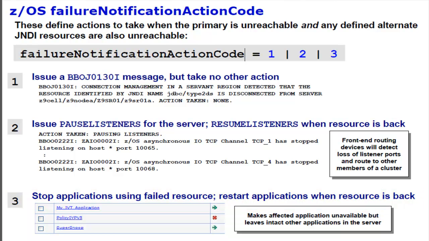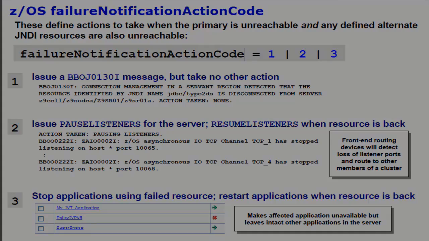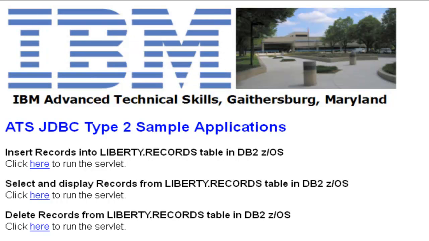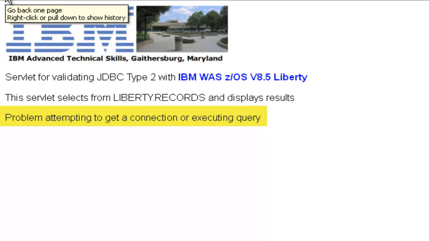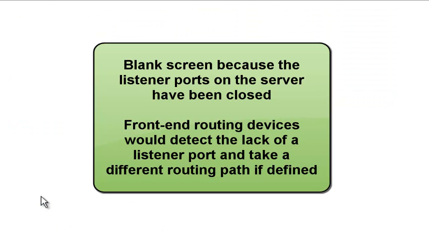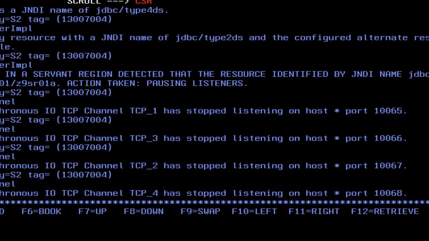Let's see both number 2 and number 3 in action. In this scenario, we have the failure notification code set to 2, which means pause listeners will be invoked. We'll reach the failure threshold of 2 by issuing the select twice. There's the first with a failure. There's the second with a failure. And now the third time we'll issue it, we see a blank screen. That's because the listener ports are gone. Let's go over to 3270 and see evidence of those ports being dark. And here is the output for the controller region indicating that the listener ports have been shut down.